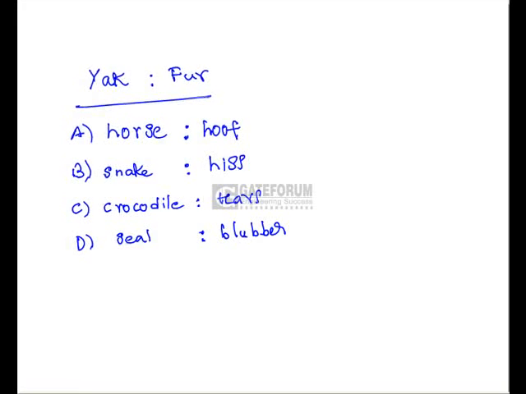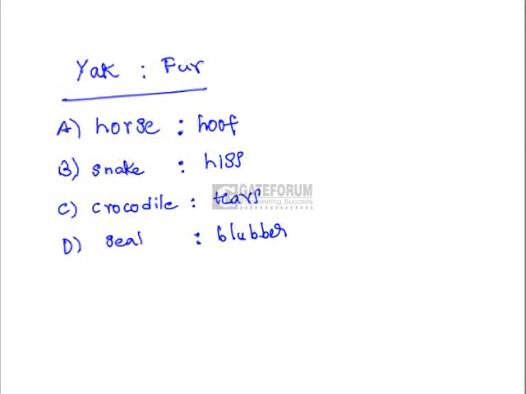The given question is yak and fur. Yak is an animal and fur is its coating, protective layer. Horse, hoof. Hoof is the part of the horse, the lower part, which is acting as a covering. So A is a possible answer.